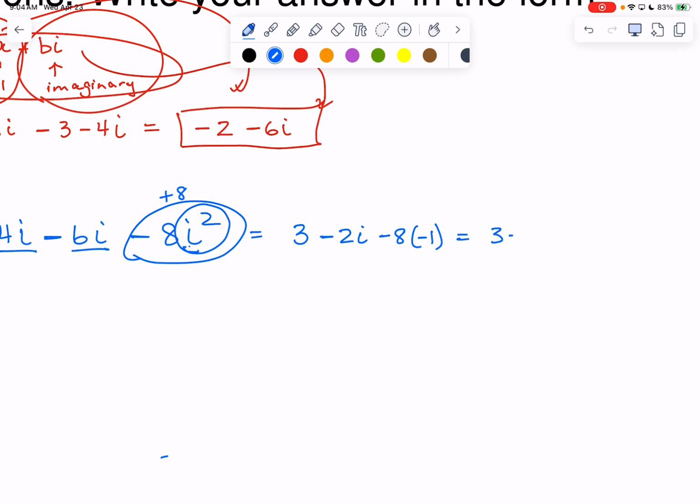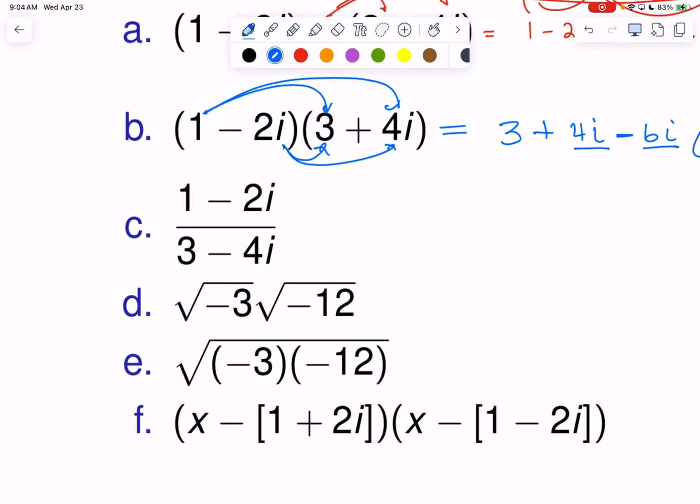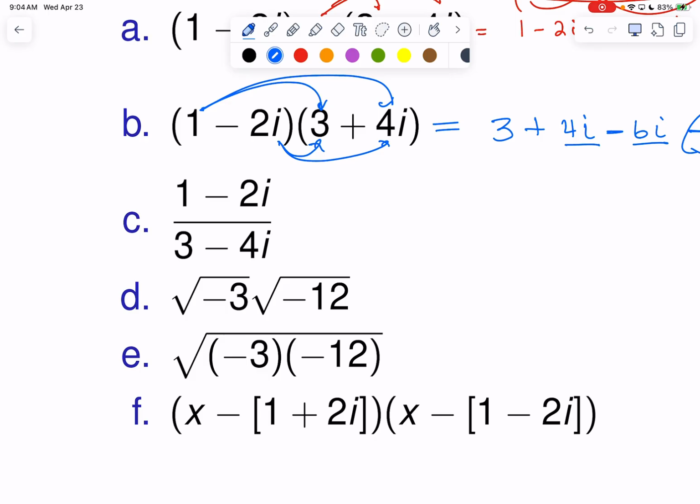So we got 3 minus 2i plus 8. So we're going to have 11 minus 2i. There's the complex number, 11 minus 2i. The real part is 11. The imaginary part is the negative 2i. Pretty straightforward. Now, this is the part that most people don't remember how to do. This would have been on the ACT. Okay?